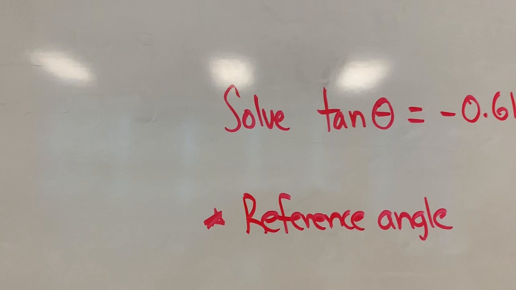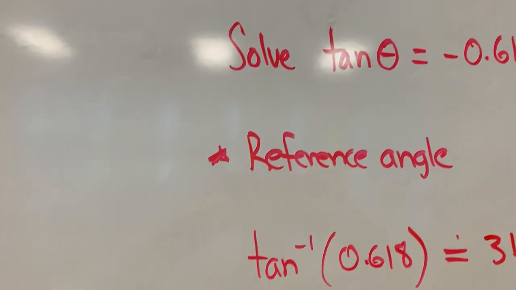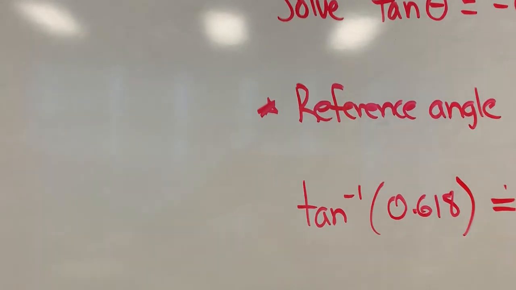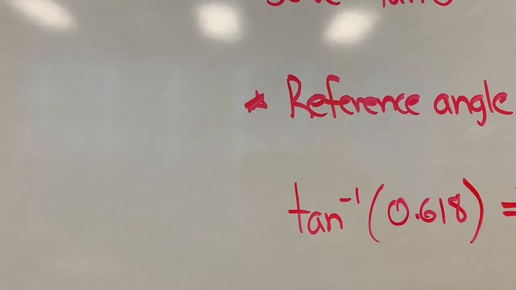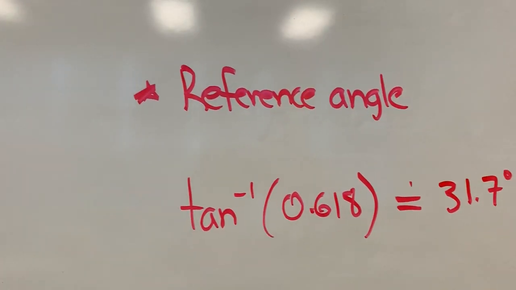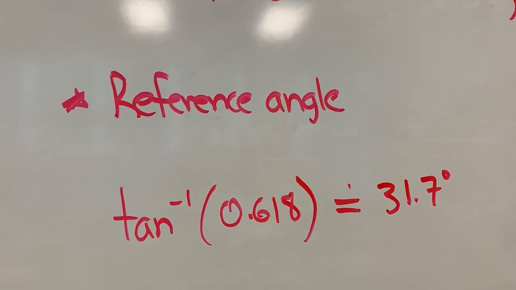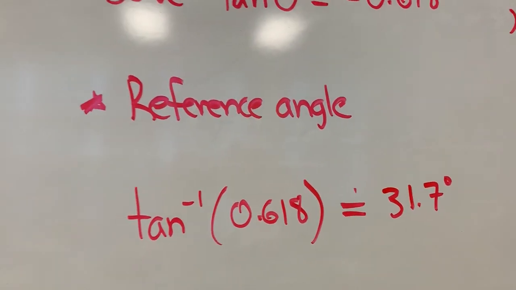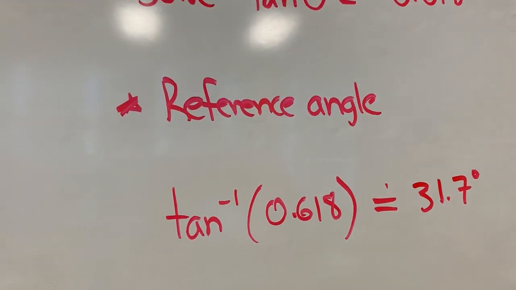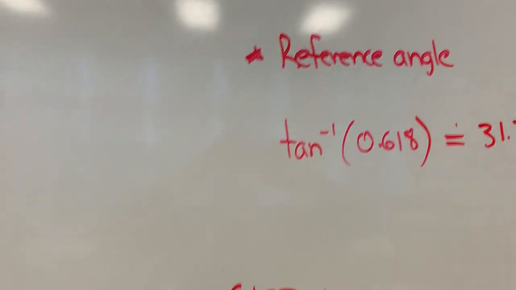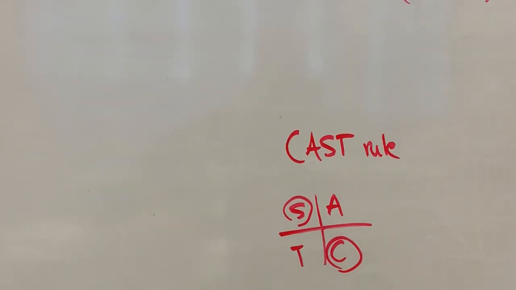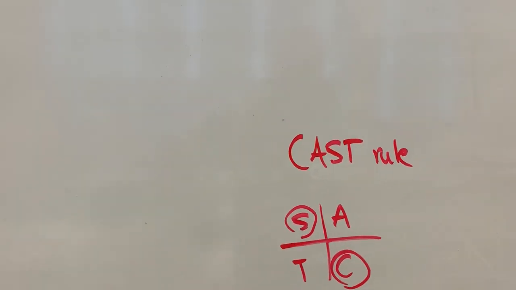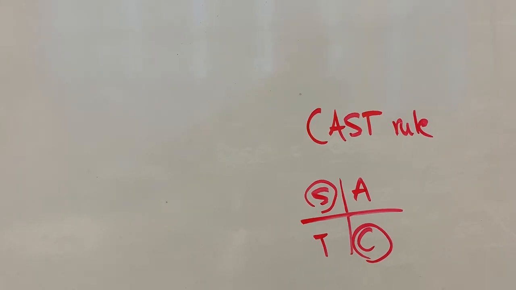But reference angle just says, okay, ignore that minus sign. What angle would give you a tan ratio of 0.618? So if you do inverse tan 0.618 on your calculator, you get about a 31.7 degree angle. Again, lots of decimals, but we're rounding to the nearest tenth. Then I say, okay, now the cast rule tells me that tan is negative in 2 quadrants. It's negative in quadrant 2 and in quadrant 4.